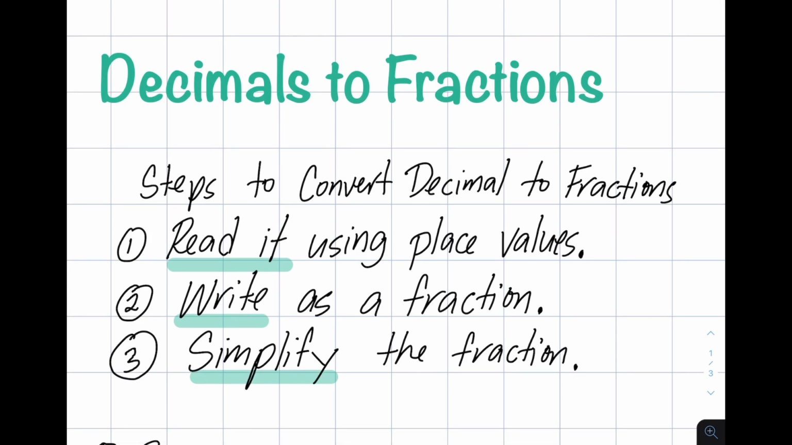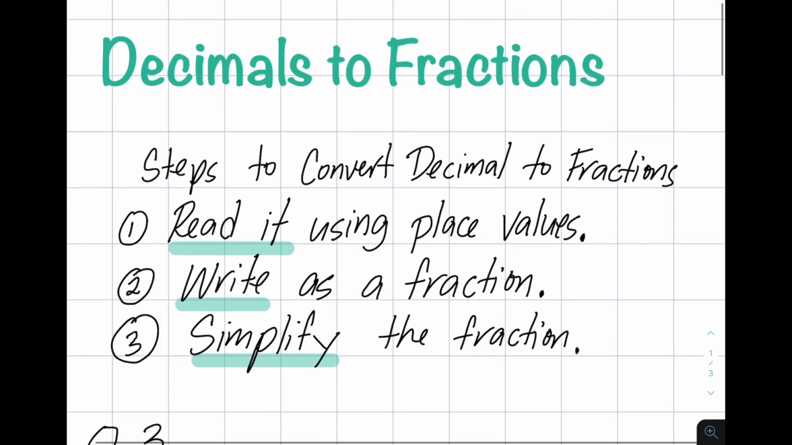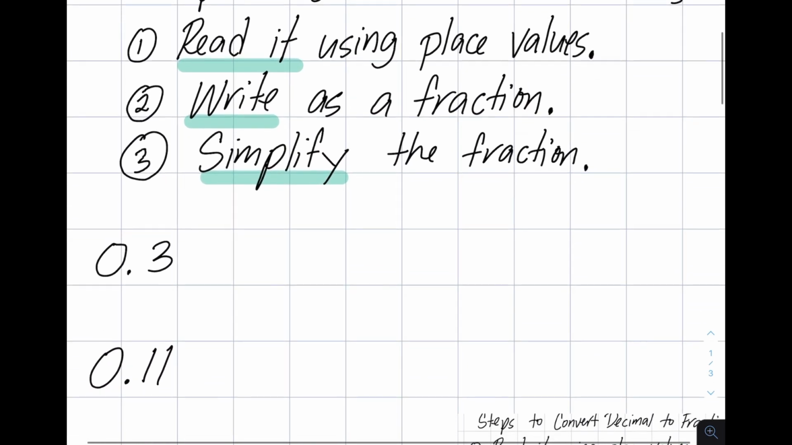Step number 1, read it using place values. Number 2, write as a fraction. Number 3, simplify the fraction. We've learned this before. It's called writing it in simplest form. Let's look at some examples.